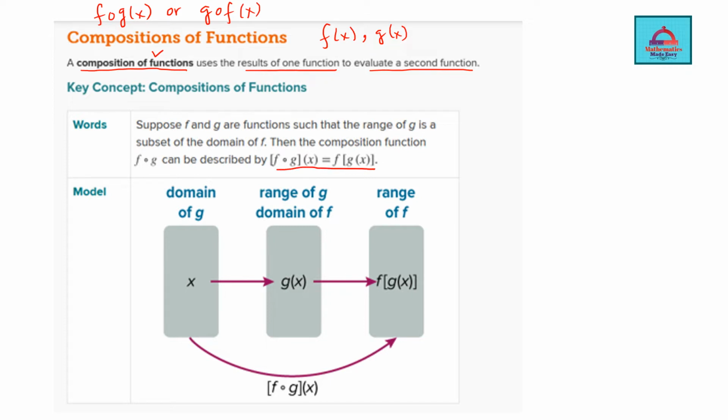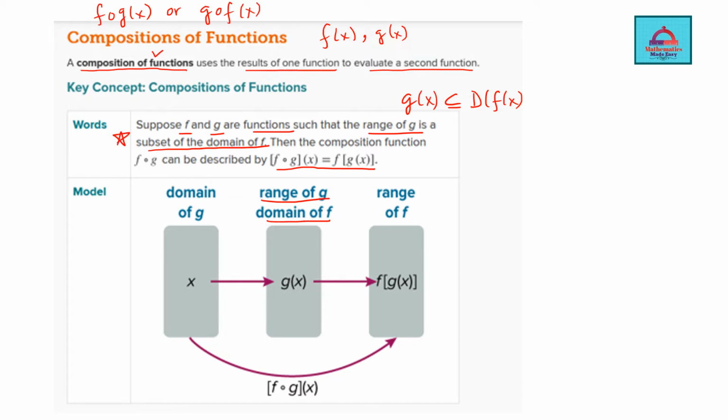Now there is a condition. Suppose f and g are functions such that the range of g is a subset of the domain of f. So the range of g, which is g(x), is a subset of the domain of f. If x is input in the domain of g, the result is the range of g, which is g(x). So this g(x) is a subset of the domain of f. This is the condition, very important.